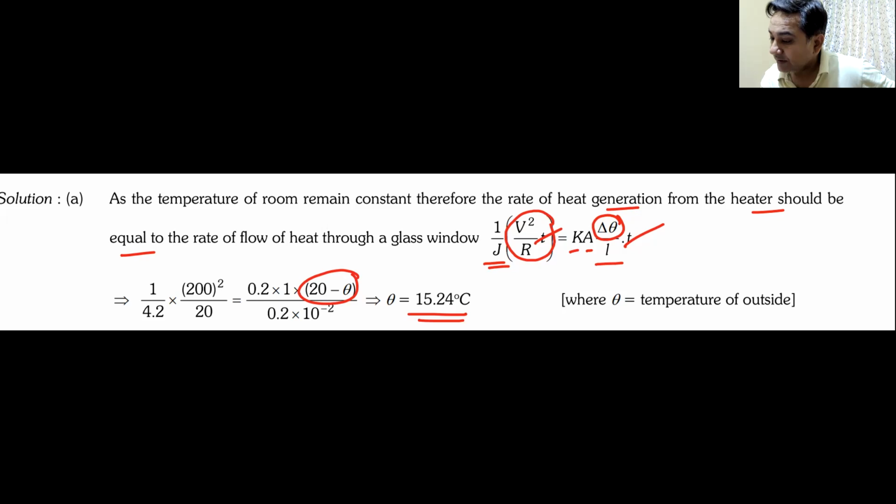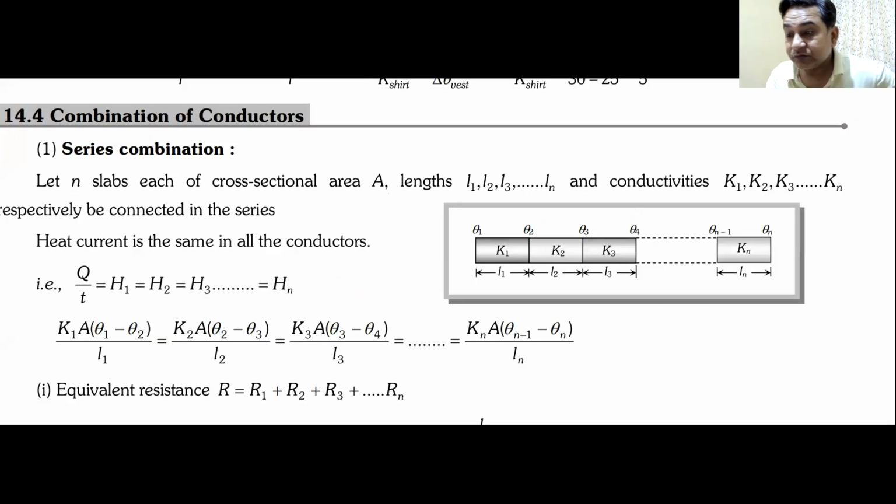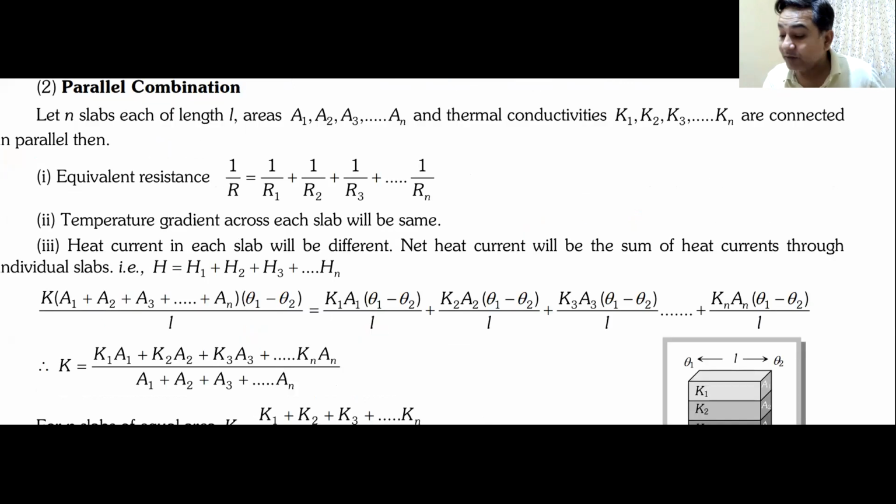To begin the next set of questions, we will just go through the combination of conductors. We have already seen the combination of conductors, series combination, yes? Do we remember this? Then we have also seen the parallel combination, yes or no?